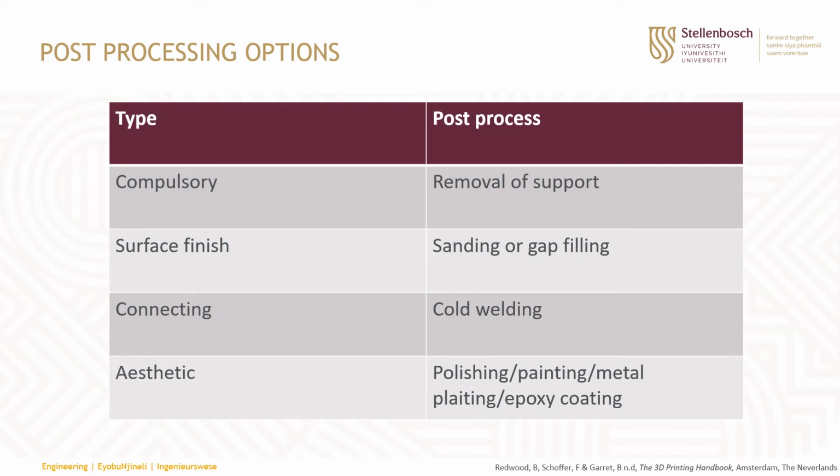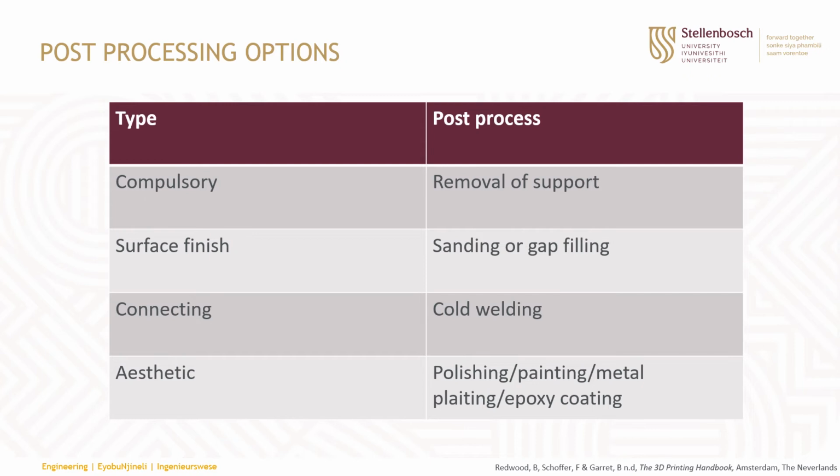Post-processing differs with additive manufacturing technology. Some technologies require that a part is cured under UV light before using, while others just allow the part to be handled right away. So this table shows the most common post-processing options. The first one is the compulsory type. This is when a design was printed with a support structure. This support structure has to be removed after printing by either cutting it off or breaking it off. The surface that was in contact with the support material will typically have a rough finish, so sanding can be employed to smoothen the surface.